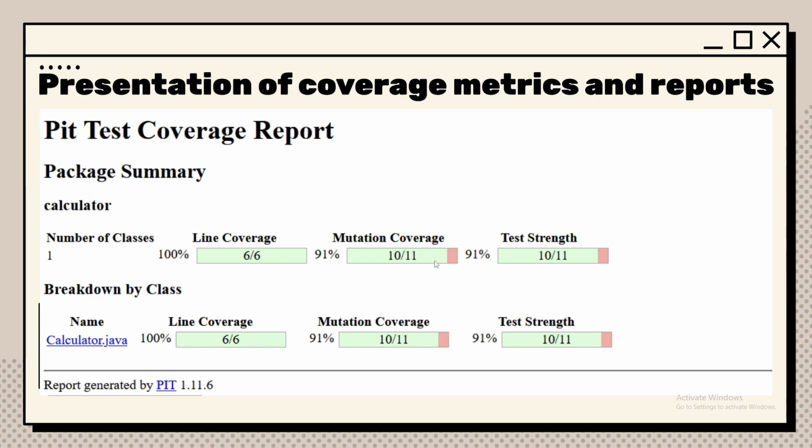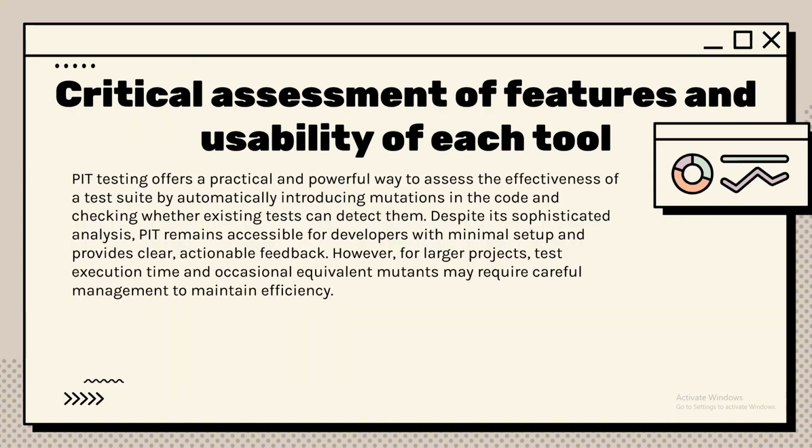That's just 10 divided by 11. And then test strength is 10 out of 11. The way you get test strength is mutation coverage divided by line coverage. Because line coverage is 100%, that's the same thing as mutation coverage. And because we only have one class, you can see it's all the same. But if there were multiple classes, it would give you a more in-depth breakdown. Well said, Noah.